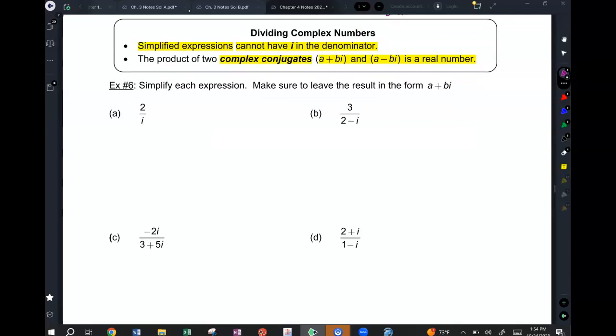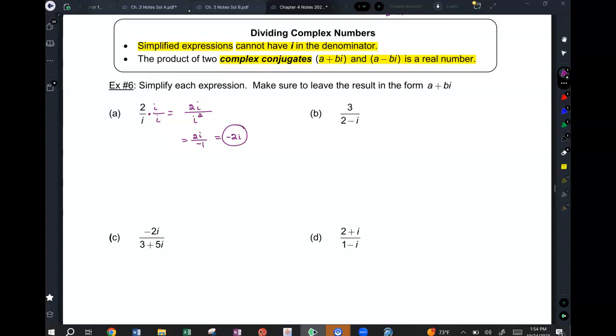Now, if you have just i, or a coefficient and i in the denominator, you can also just multiply with positive i. You don't have to make it the negative. So here I can multiply this by i over i. Remember, whatever you multiply to the bottom, you have to do the same to the top. So this becomes 2i over i squared, 2i over minus 1, negative 2i. Now that is okay, but the initial 2 divided by i wasn't, because you can't have i in the denominator.